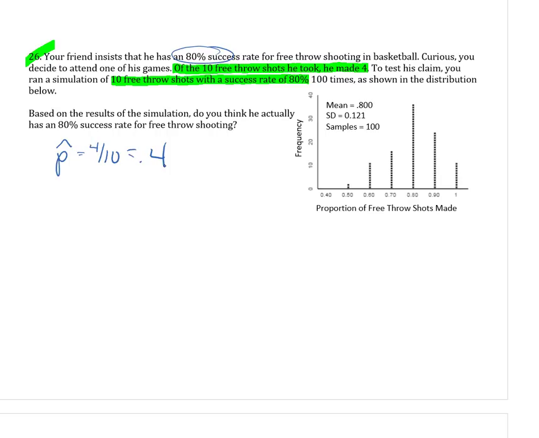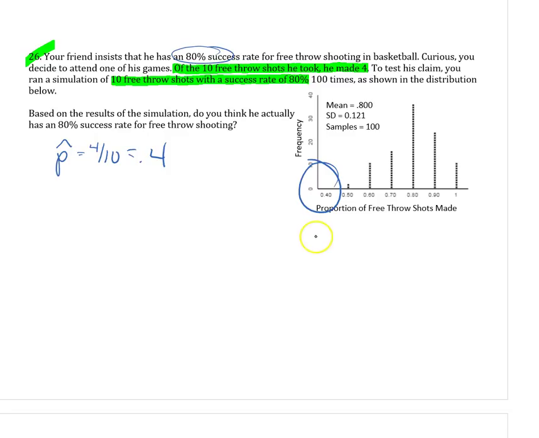Okay, so 0.4, there's a couple ways you could do this. If you literally even look at the distribution, it's not even happening. 0 dots out of 100 came up in the simulation. That's less than 5%, so that's an unusual occurrence. That makes me doubt him. He's probably lying. He's not going to be at an 80% throw.